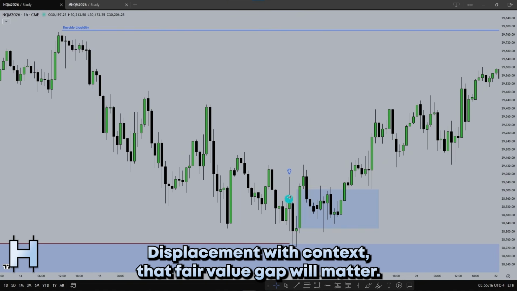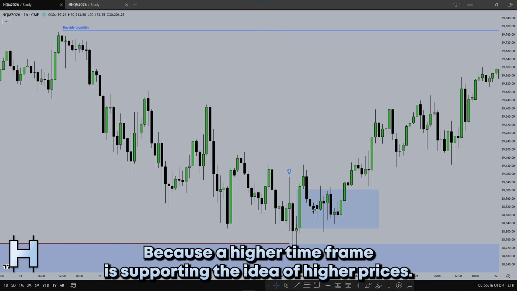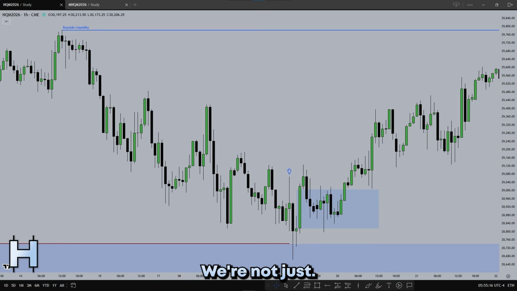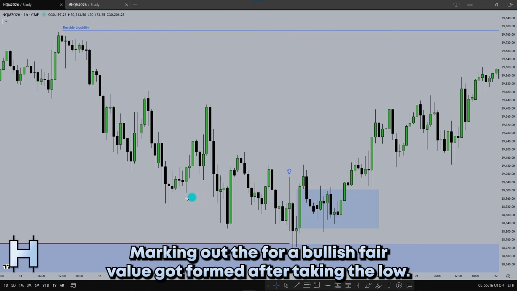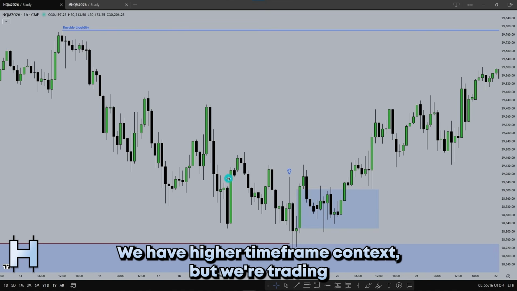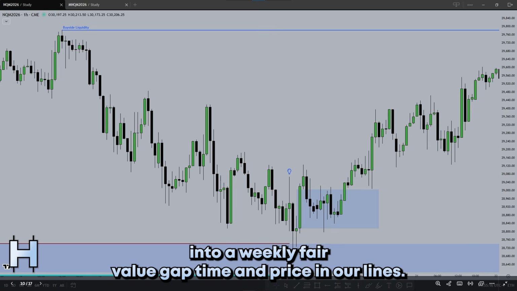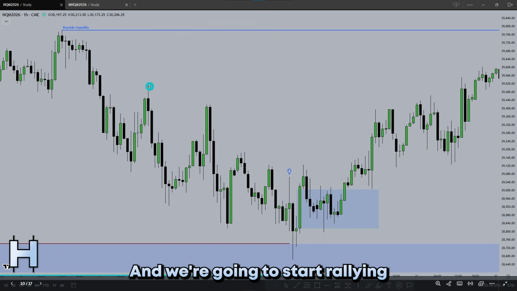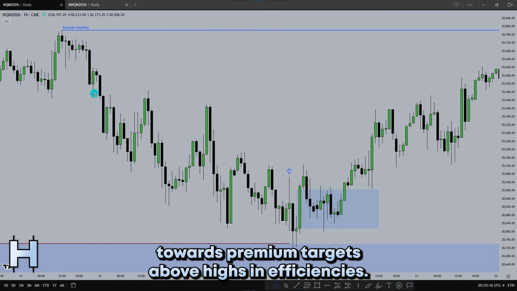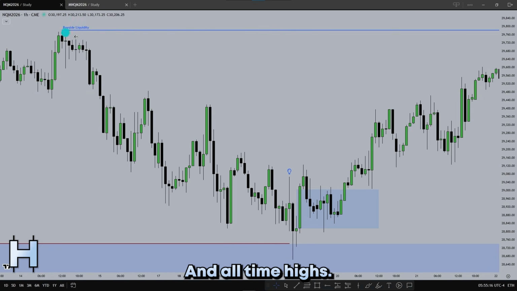When we see this displacement with context, that fair value gap will matter, because a higher time frame is supporting the idea of higher prices. We're not just marking out that a bullish fair value gap forms after taking a low. We have higher time frame context that we're trading into a weekly fair value gap. Time and price now aligns, and we're going to start rallying towards premium targets above highs, inefficiencies, and all-time highs.